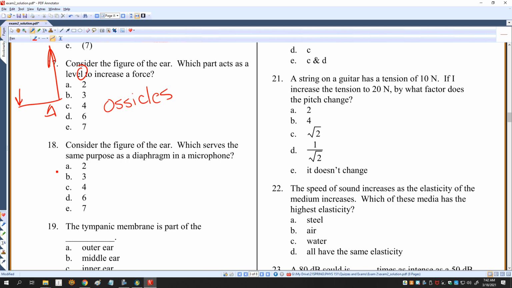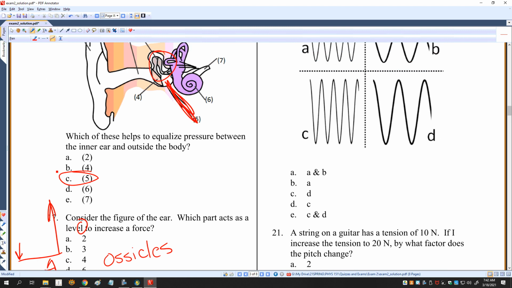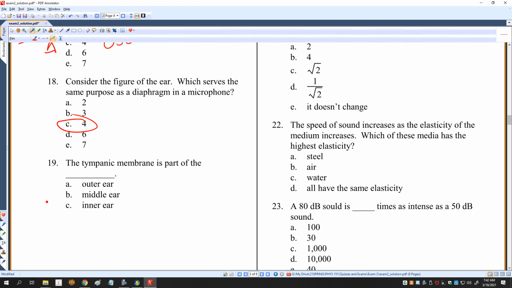Consider this figure of the ear, which serves the same purpose as the diaphragm in a microphone. Your ear is a microphone of sorts, and the diaphragm of your ear is the tympanic membrane, or the eardrum, and in this figure, that would be right here, number 4. The tympanic membrane is part of the middle ear. Be careful, you might have put outer ear. You might have put inner ear actually, but it is part of the middle ear.